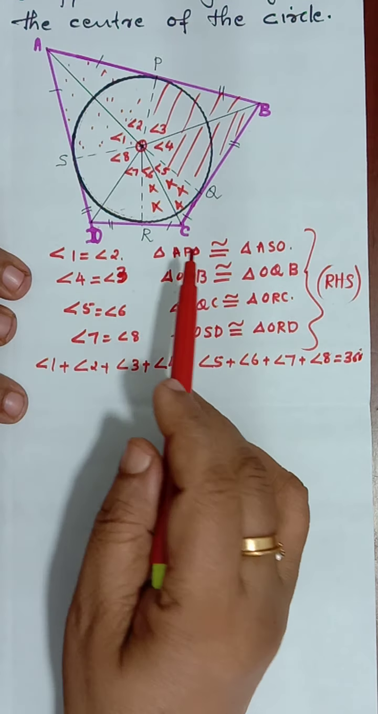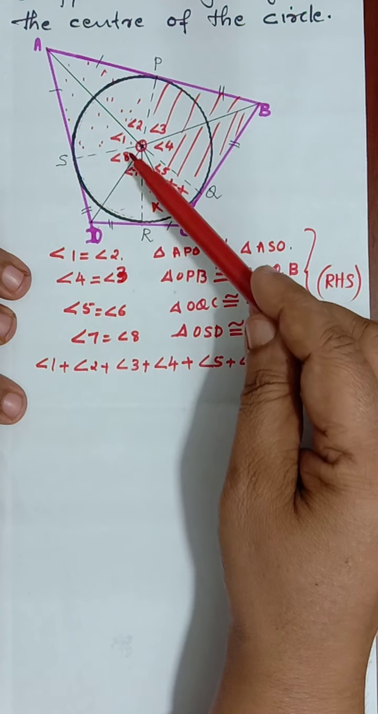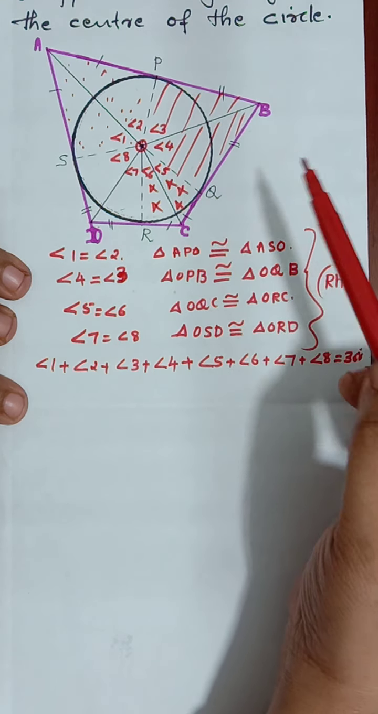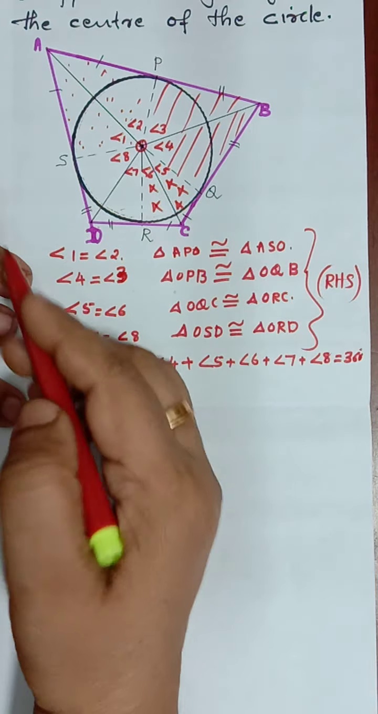Similarly 7 plus 6 also. Then 1 plus 8 plus 4 plus 5, that also equals 180. Here we have to prove this. So how to prove that?